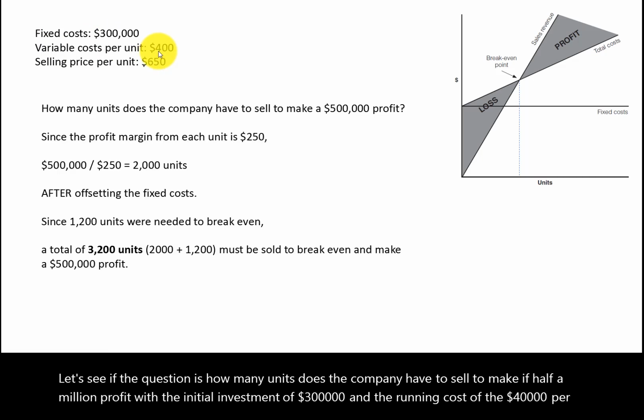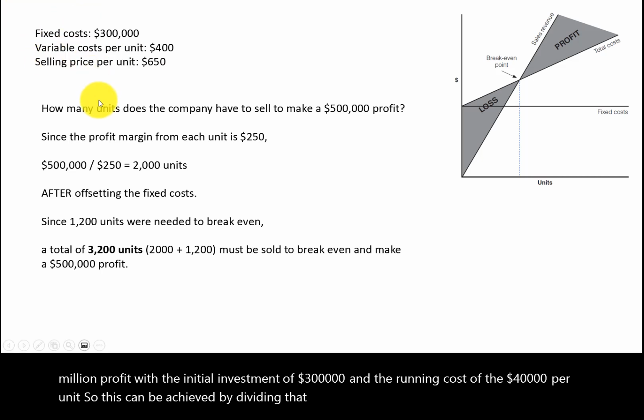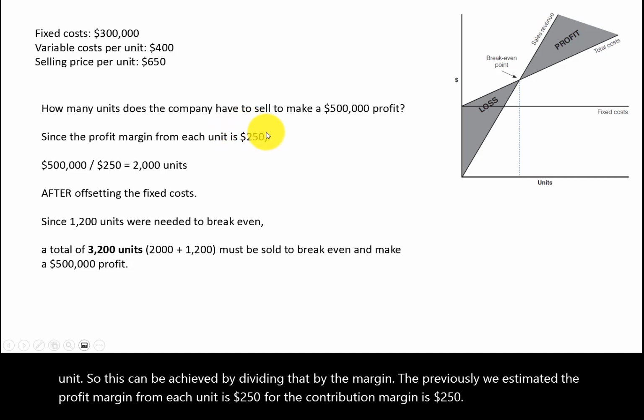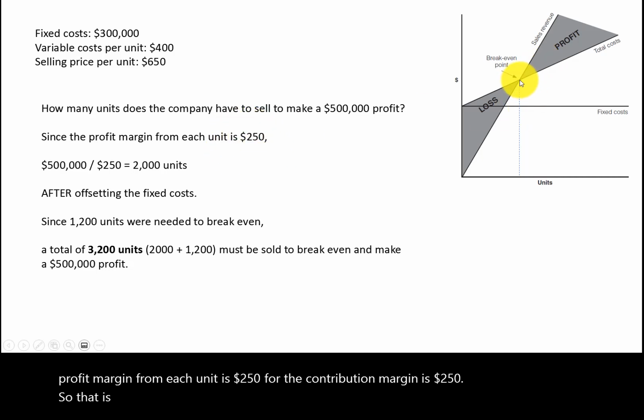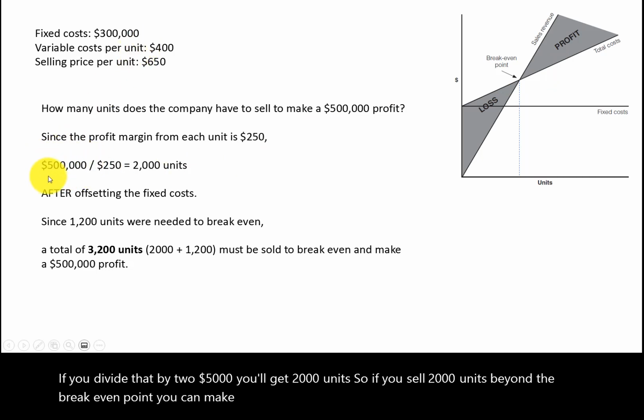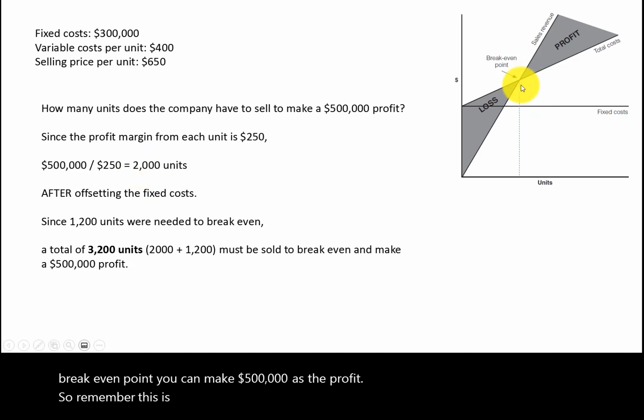This can be achieved by dividing that by the margin. Previously we estimated that the profit margin from each unit, or the contribution margin, is $250. That is available after the break-even point to make the profit. So for making $500,000, if you divide that by $250, you will get 2,000 units. So if you sell 2,000 units beyond the break-even point, you can make $500,000 as the profit. Remember, this is after meeting the break-even point.